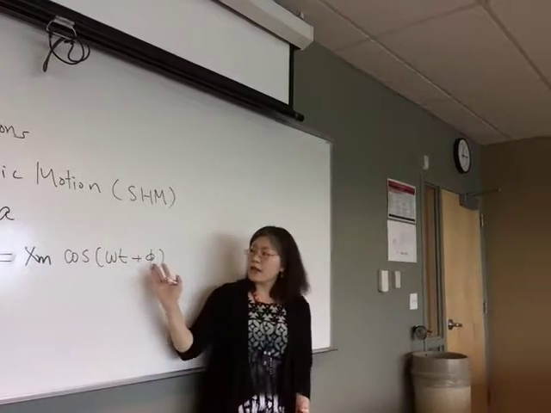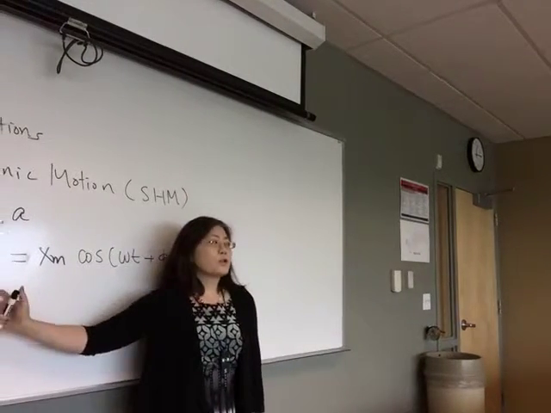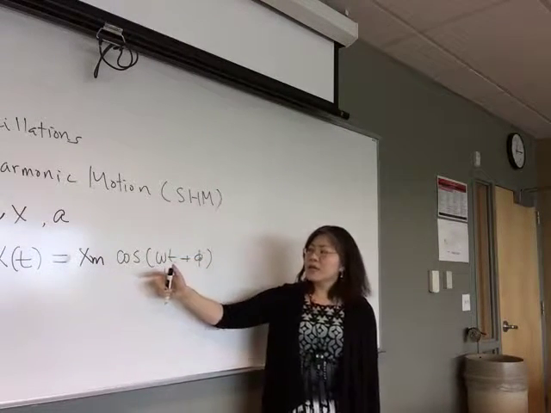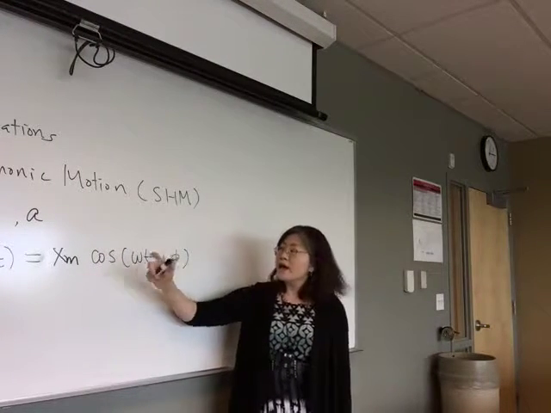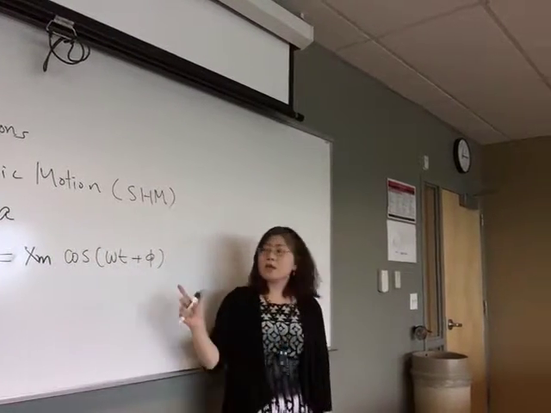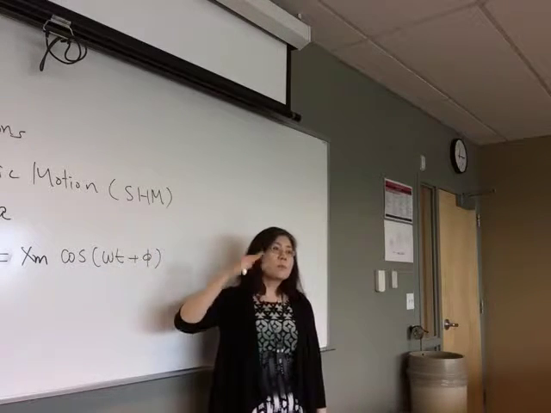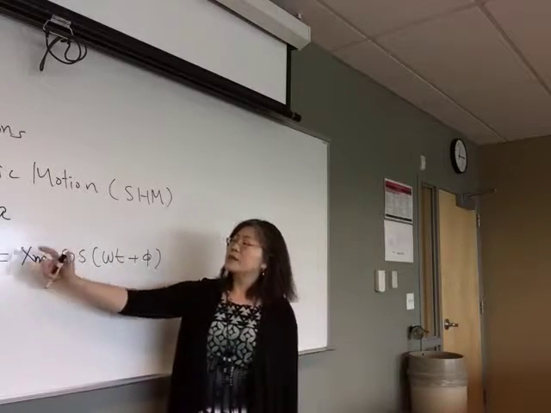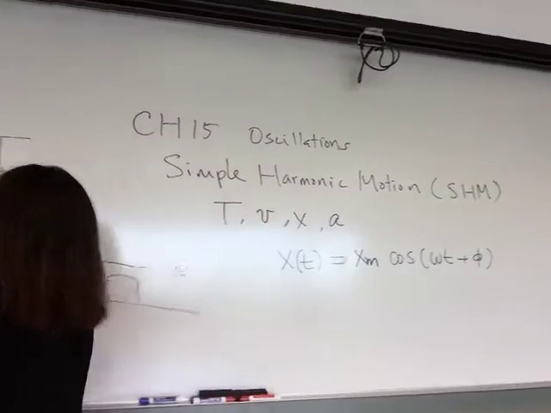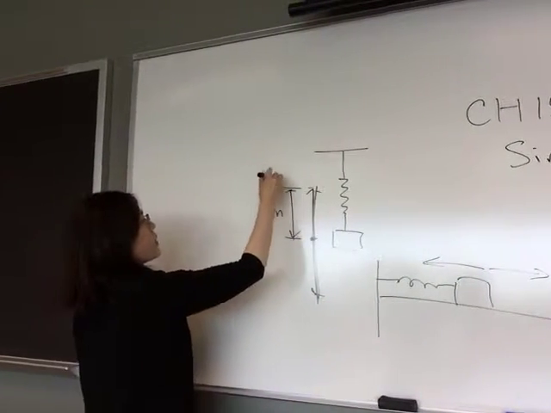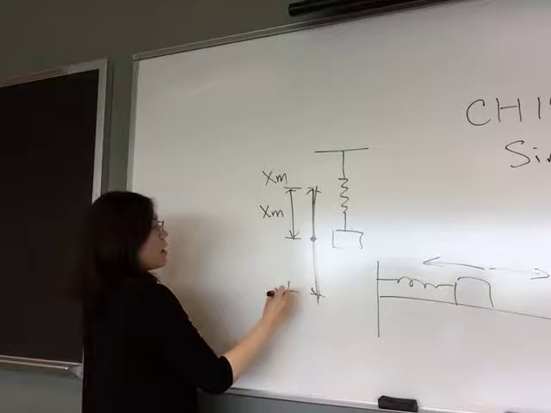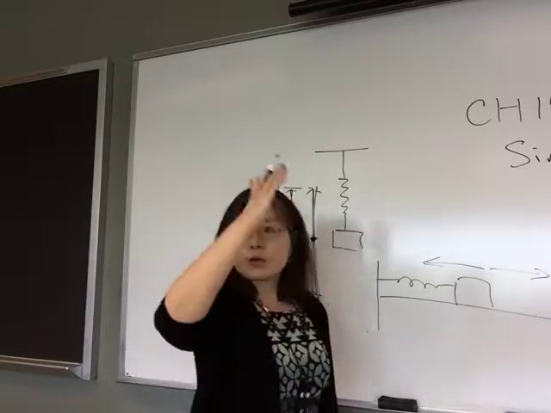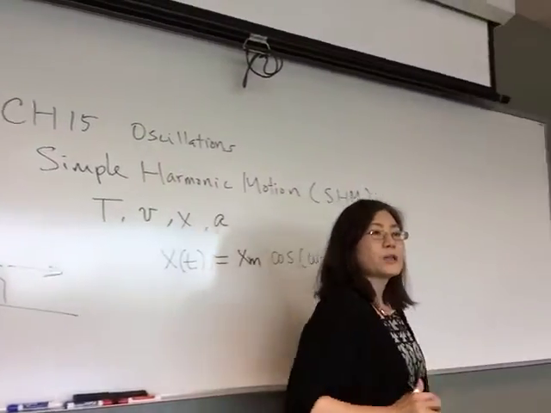Okay, let's look at this equation. It basically tells you at any given time where the position of the block would be. So x of t is equal to a constant, the amplitude, times cosine of omega t plus phi. We know that the maximum and minimum value of cosine is plus or minus 1. So if you take this as a reference point, the position at the top will be xm, and the position at the bottom will be negative xm, because your cosine oscillates between positive and negative 1.